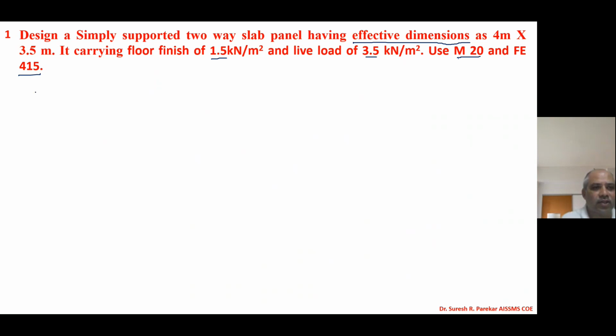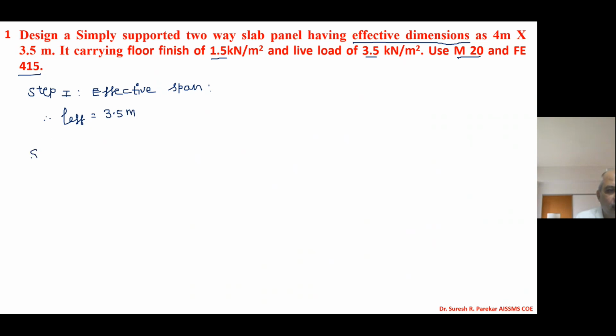Now step 1. We have effective span, and we know the shorter dimension is always the span. So we have L effective equal to 3.5 meters.